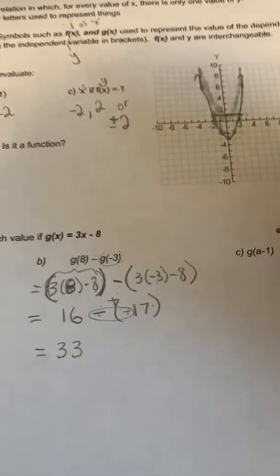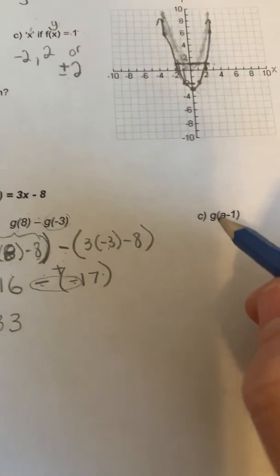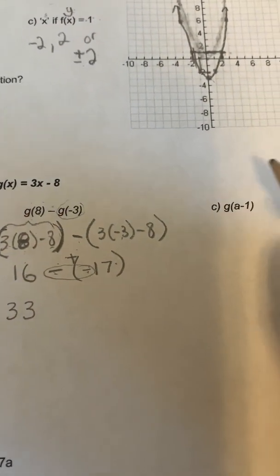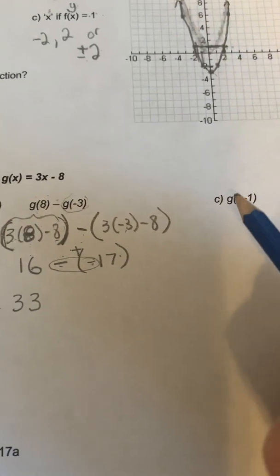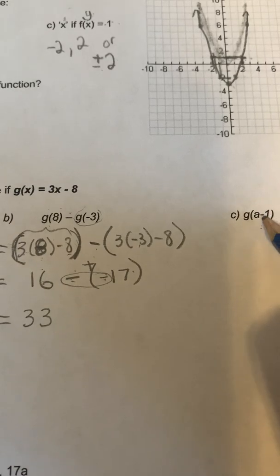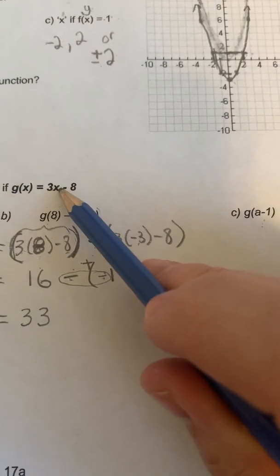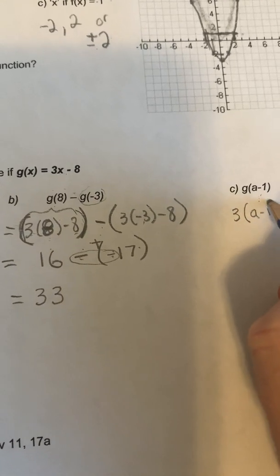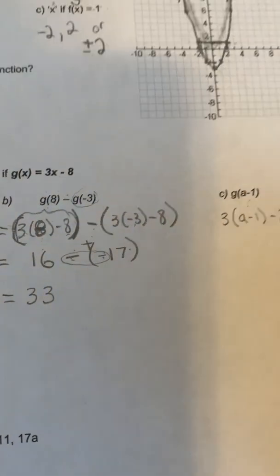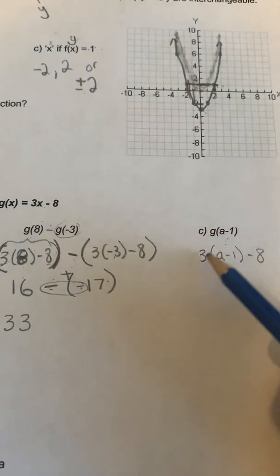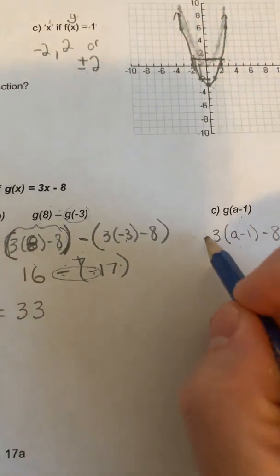Okay, so to finish this one off, g at 8 minus 1. Now this one's a little bit tricky. There is no final answer. We could just simplify. So instead of x here, we have an a minus 1. So wherever we have our x, we're going to substitute an a minus 1. So we have 3, and now we're plugging in a minus 1 into where the x is. So instead of having 3x now, we have 3 times a minus 1.